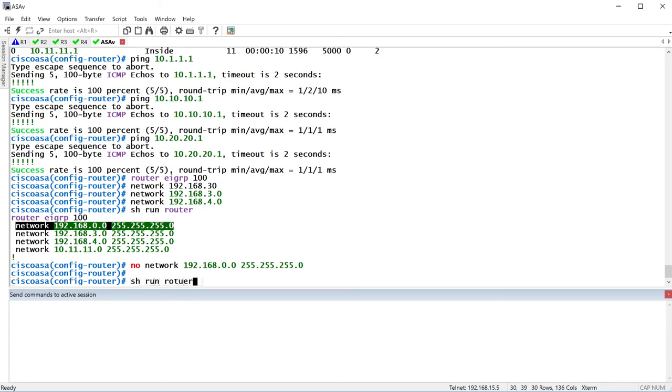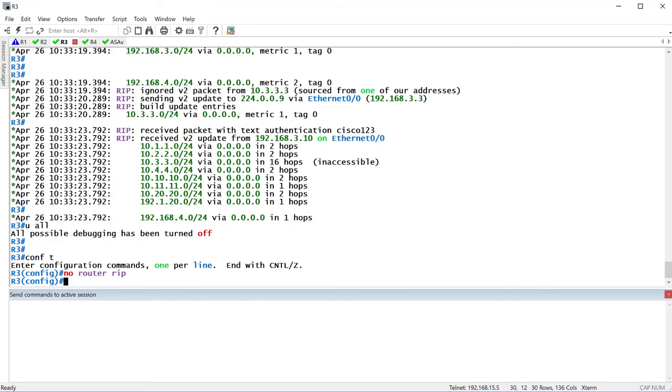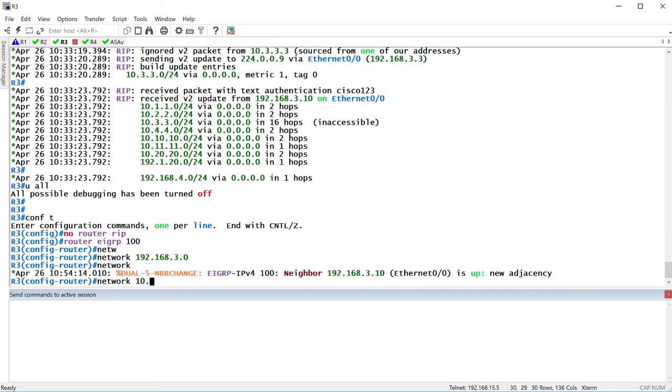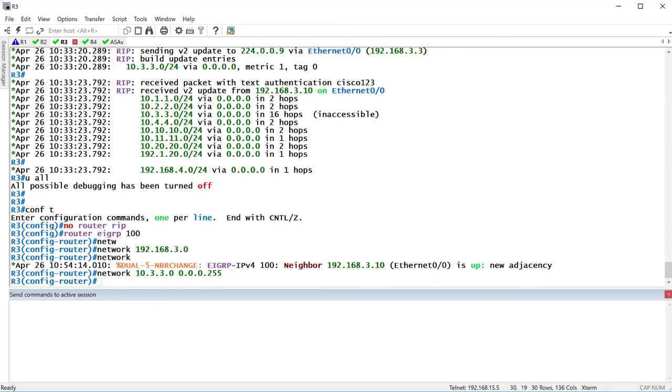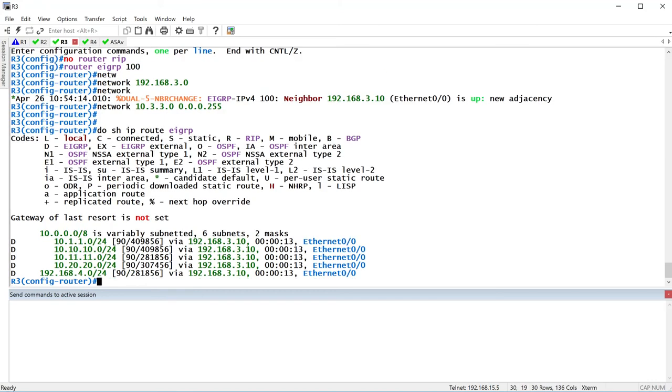Show run router. Okay, good. So now on R3, router EIGRP 100, network is 168.3.0, and my other network is 10. Be specific with the wildcard mask. Show IP route EIGRP. It is very quick to converge, so I should have all the routes, which I do.